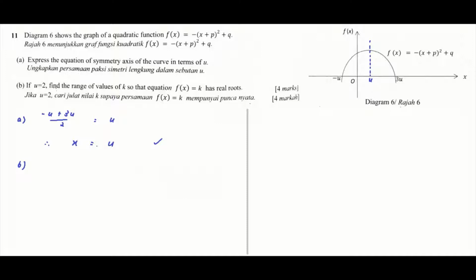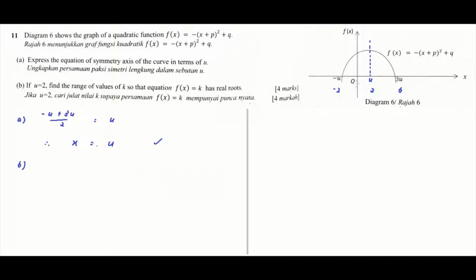If u equals 2, find the range of the values of k so that the equation f of x equals k has real roots. We know that u equals 2, so this is going to give us negative 2, and 3 multiplied by 2 will give us 6. This is a point where you can check your answer.